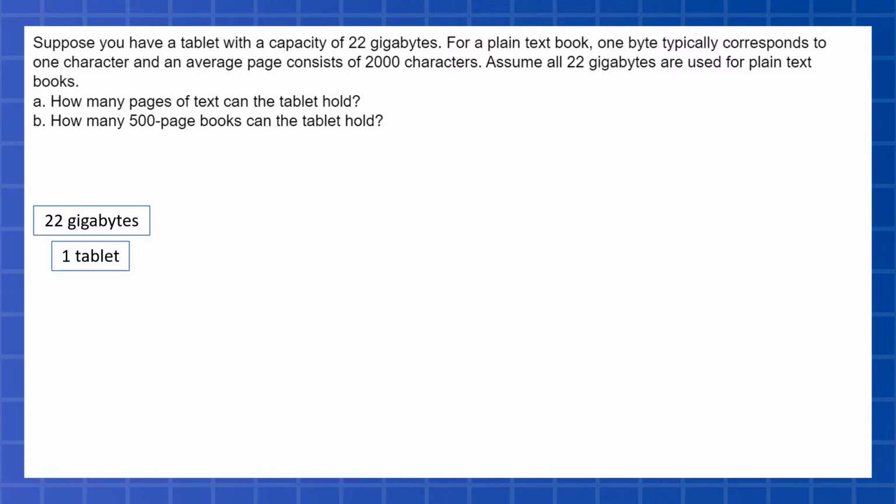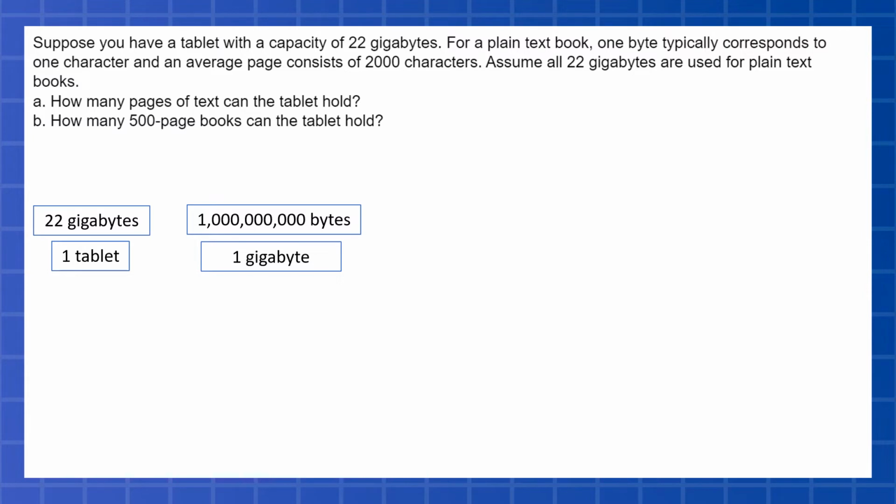Now, the next thing we're going to pull out of the text is, I don't want gigabytes. We want to know how many pages. So I am going to cancel out gigabytes. So we need to bring some knowledge with us. A giga means a billion. In other words, 1 gigabyte is the same as a billion bytes.